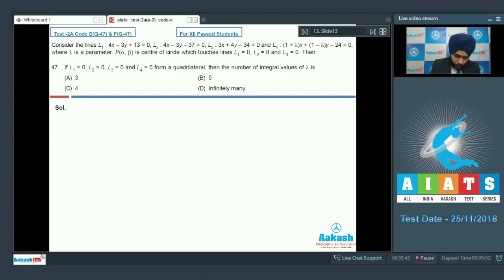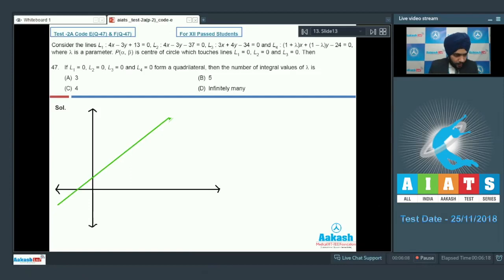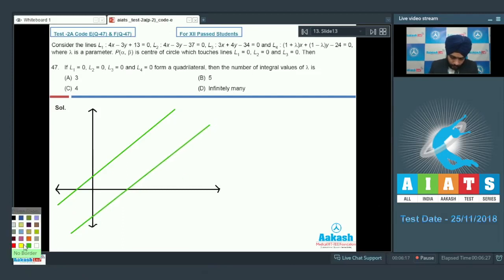So students, drawing these lines on the coordinate plane, this is L1, this is the first line, this is the second line parallel to it, and this is the third line L3, 3x plus 4y equal to 34. So both the intercepts are positive, perpendicular to both the lines. L1 equals 0, L2 equals 0 and L3 equals 0.